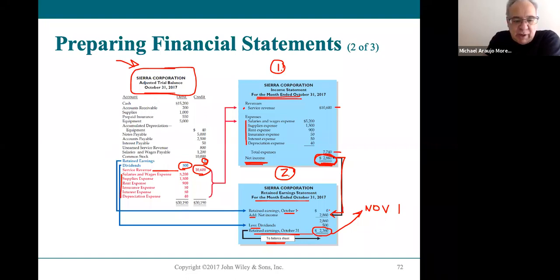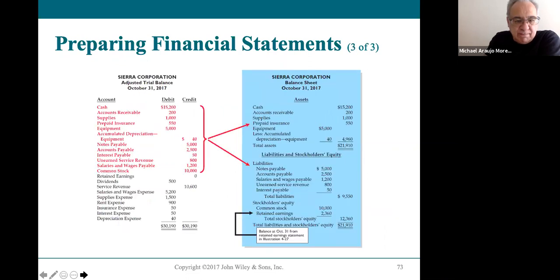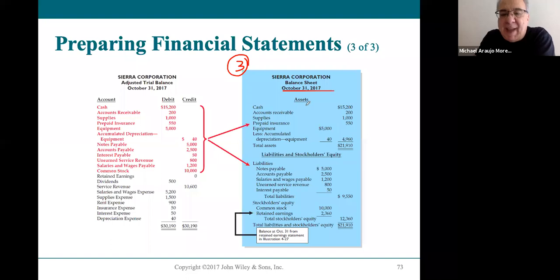The third statement we do is the balance sheet, right? And the balance sheet starts with assets. Remember, the balance sheet is only a day. The balance sheet is not subject to the periodicity assumption because it doesn't measure a period of time. It only measures the assets, liabilities, and equity as of a day, right? It's a selfie. It's what it looks like that day. Okay. Assets are listed first in the order they would be on a classified balance sheet.